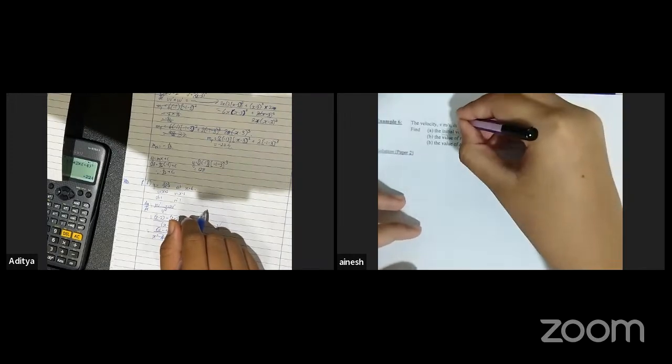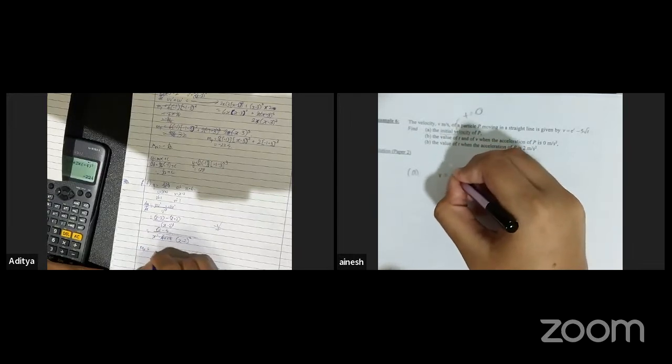Okay, Aditya, if you could continue. Yeah. Kyoko, are you okay? Sorry, Kyoko. Let's move to the next page, please.